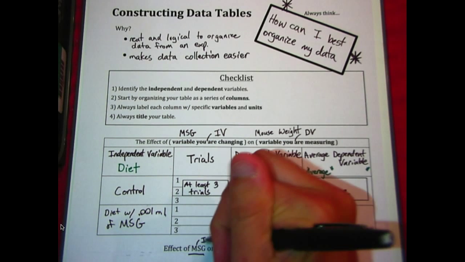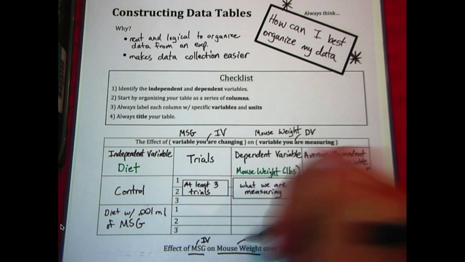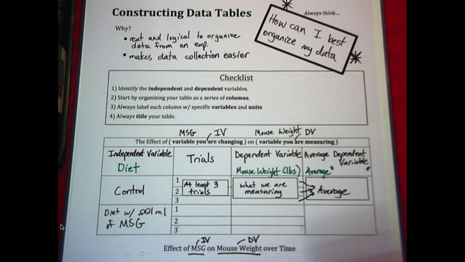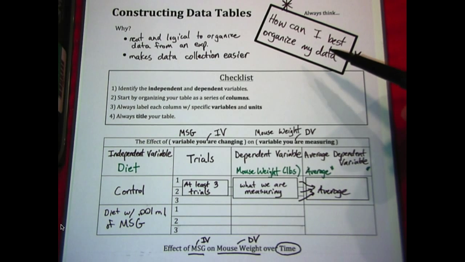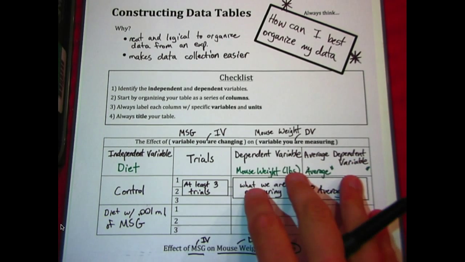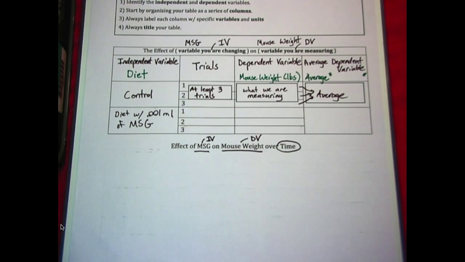Again, our independent variable is going to be MSG, our mouse weight is going to be our dependent variable, but now we have a new kind of variable in our problem, which is time, right here. And we need to be able to include this in the data table and have it make sense. And it's going to be tough to incorporate time in this data table right here. So let's think about how we could just construct a data table from scratch.